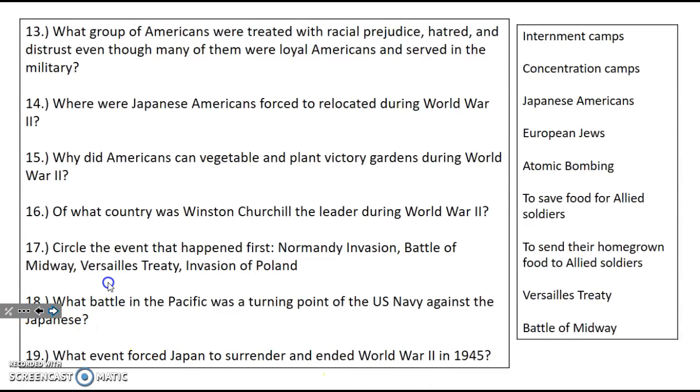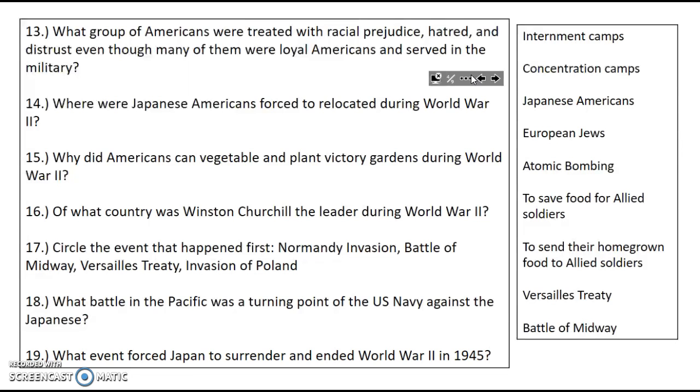Hello, students. This is part two of the World War II study guide. And I'm going to finish going over this so you can listen and record if you need to. All right, I left off with question number 15. I'm going to start 16 and go through the rest of the packet.